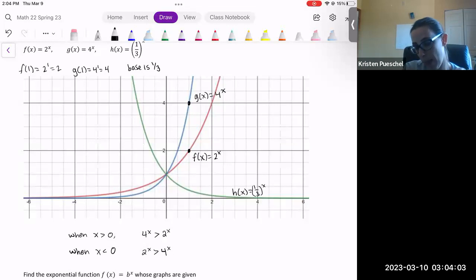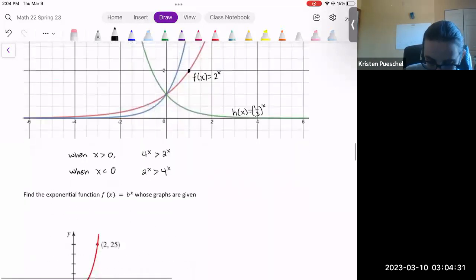So what we will see is that if you have a bigger base, when we take powers that are positive, we have bigger outputs. When we have negative powers, we're getting closer to 0 faster. Okay, so they're going to move at a quicker rate. Okay. All right.